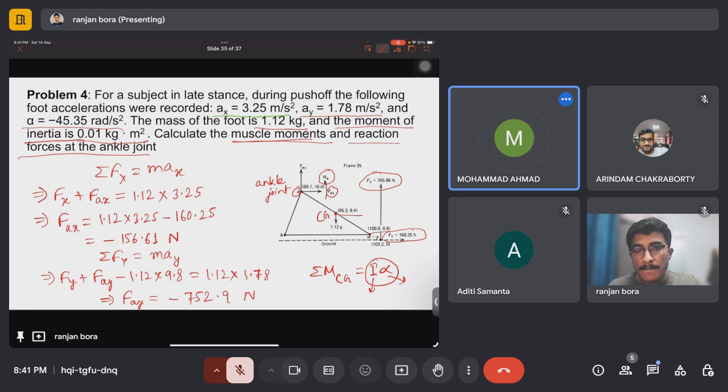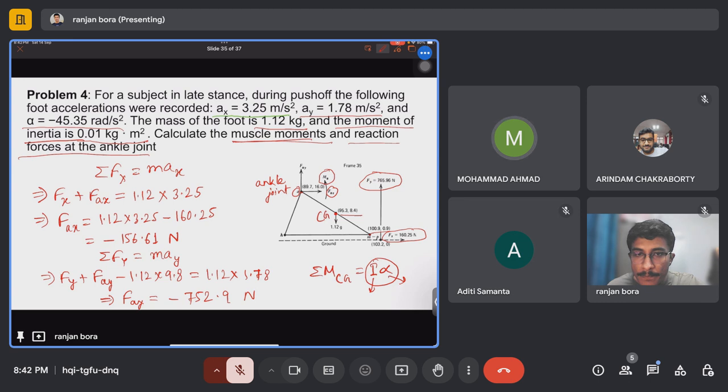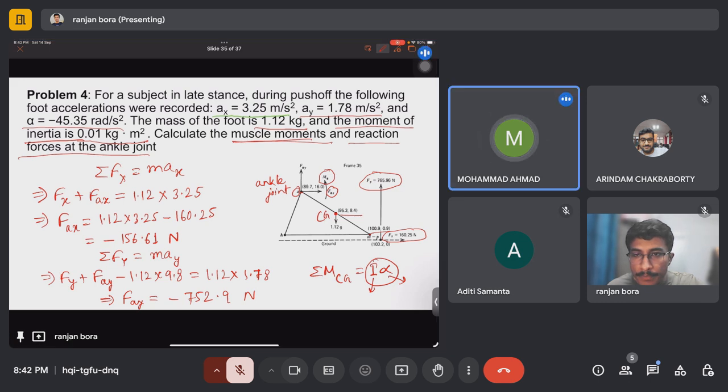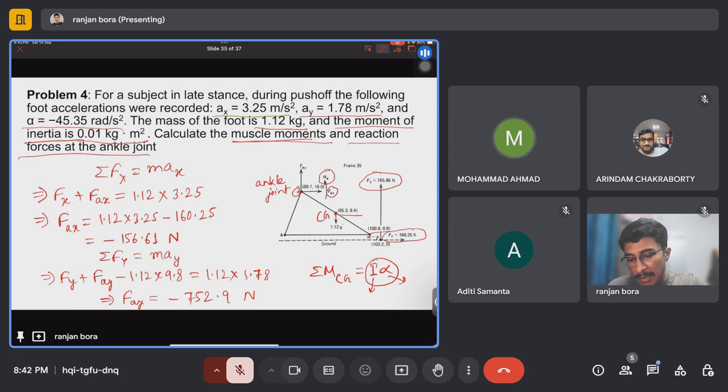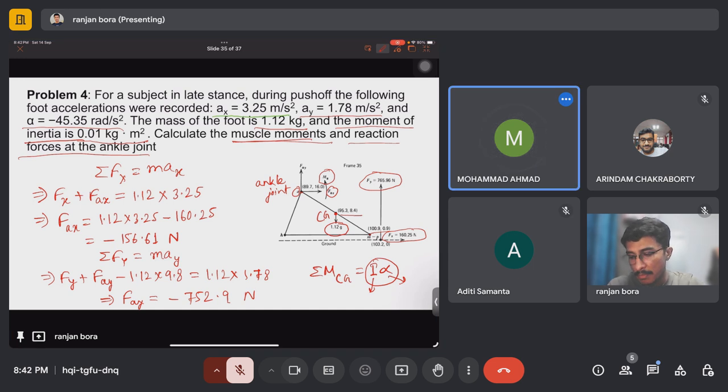Sir, in the equilibrium equation in the y direction, Fy plus Fay. What is this 1.12 into 9.2? Okay, okay. This mass is because of the weight of the foot.